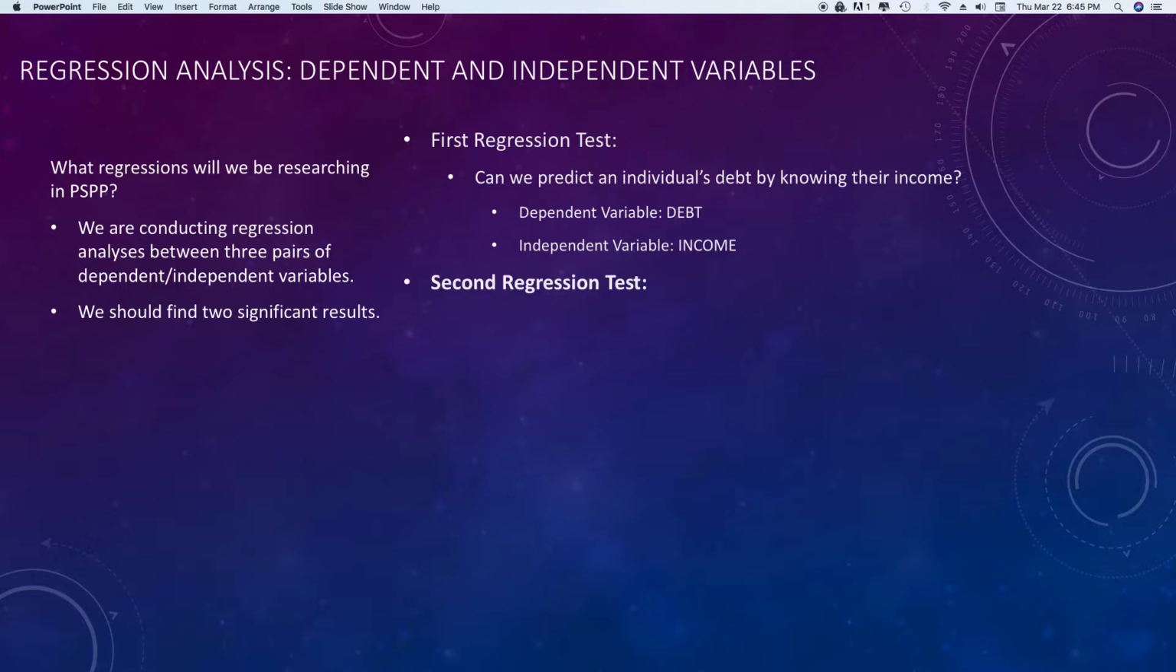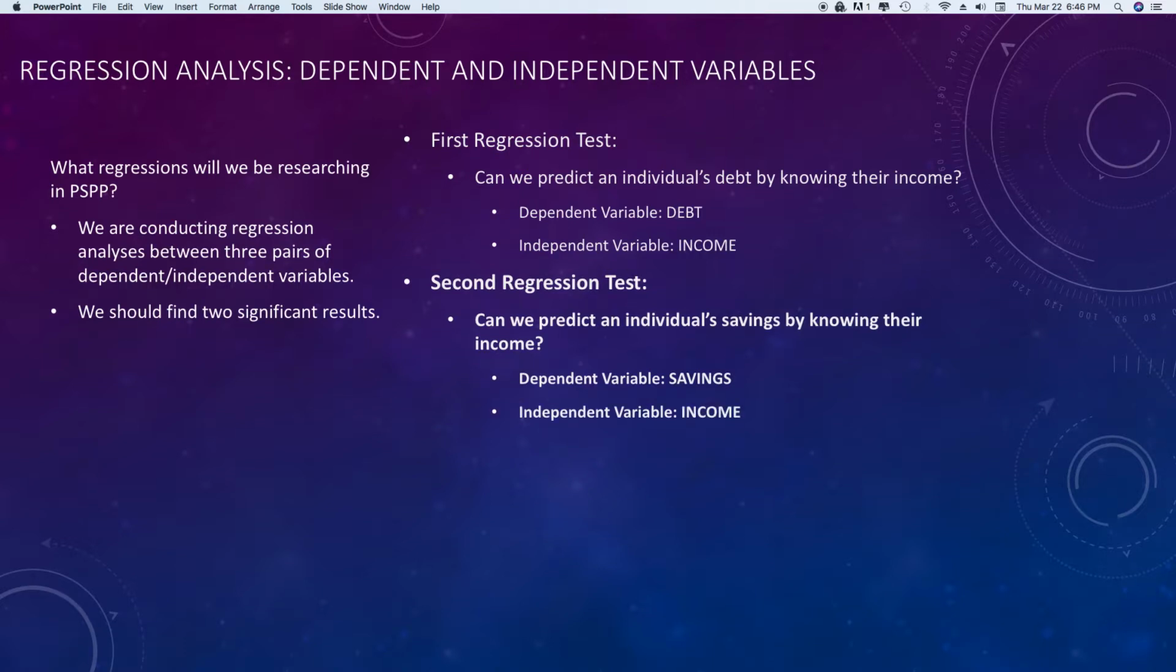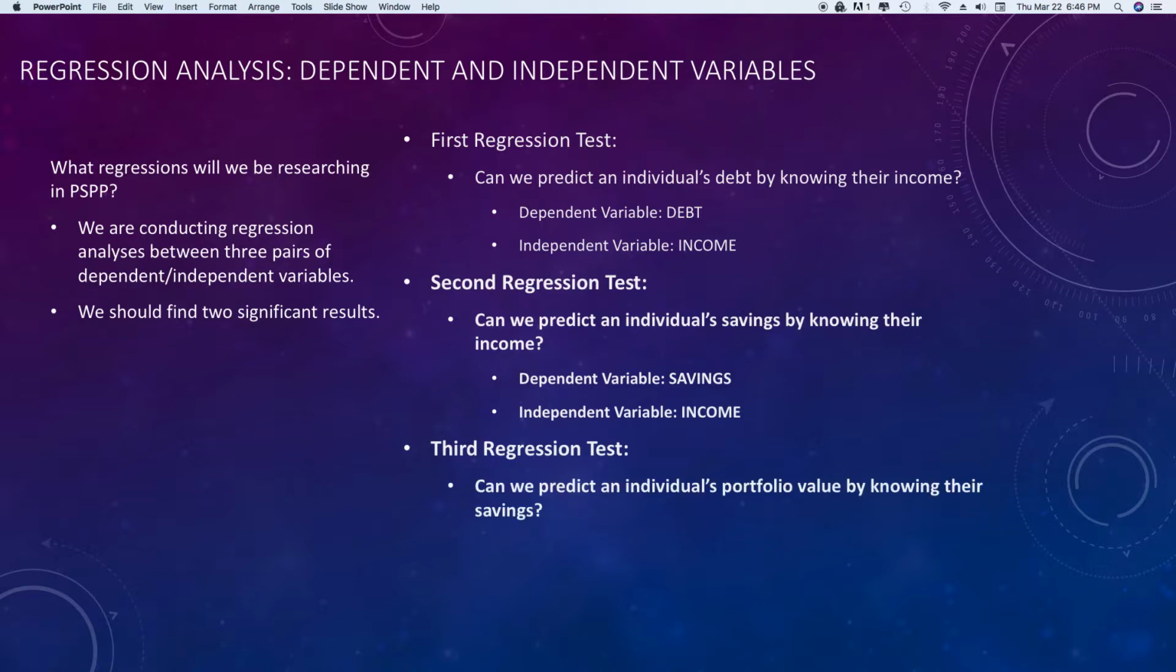In our second regression test, our question will be, can we predict an individual's savings by knowing their income, in which the dependent variable is savings and the independent variable is income. And in our final test, can we predict an individual's portfolio value by knowing their savings, with the dependent variable being stocks and the independent variable being savings.